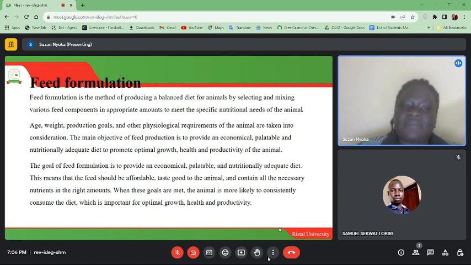The goal of feed formulation is to provide an economical, palatable, and nutritionally adequate diet. This means that the feed should be affordable, taste good to the animal, and contain all the necessary nutrients in the right amount. When these goals are met, the animal is more likely to consistently consume the diet, which is important for optimal growth, health, and productivity.